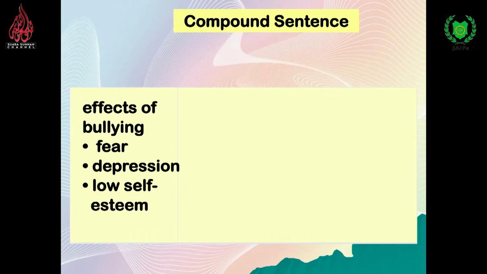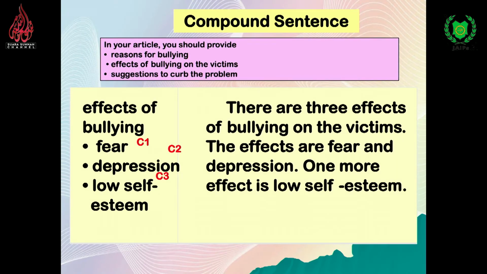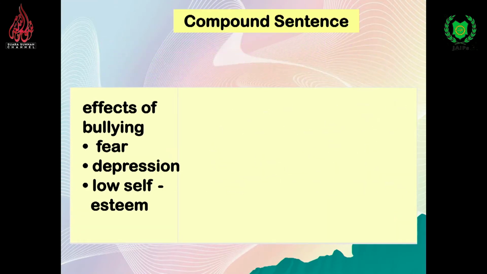But let us combine it. Let us combine the content points so that it becomes a compound sentence. So again, there are 3 effects of bullying on the victims. The effects are fear and depression, and one more effect is low self-esteem. It becomes better. Yeah? All right.